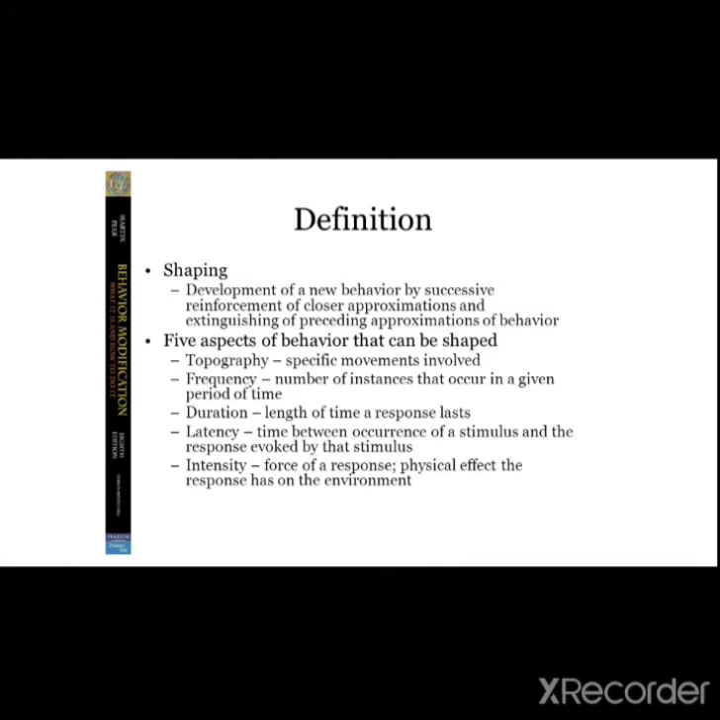So again, the definition of shaping is development of a new behavior by successive reinforcement of closer approximations and extinguishing of preceding approximations of behavior. There are 5 aspects of behavior that can be shaped. So we have the topography, frequency, duration, latency, intensity. You cannot use shaping for a changing criterion design. In other words, a changing criterion design you use for individuals that have the behavior already in their repertoire. Shaping is a novel behavior. It's something new you're teaching them, so you cannot use it with a changing criterion design.